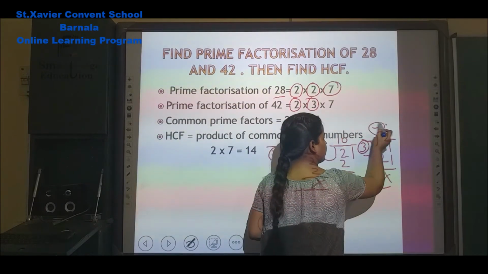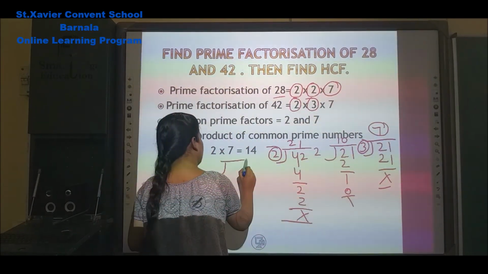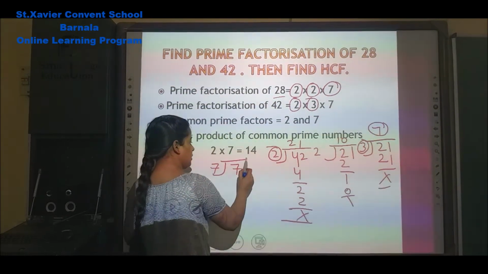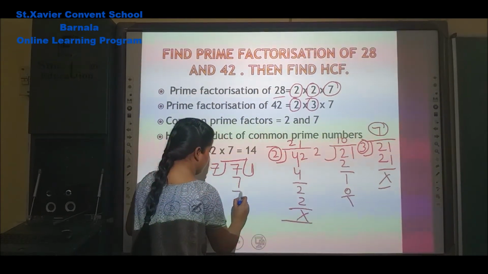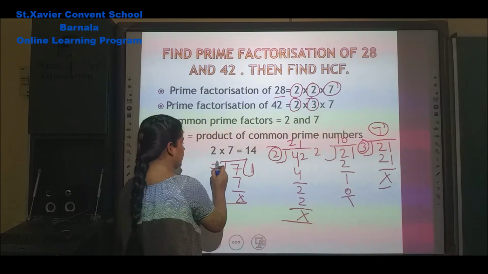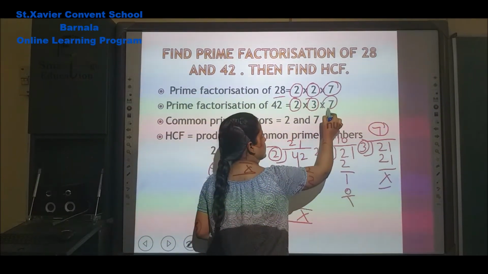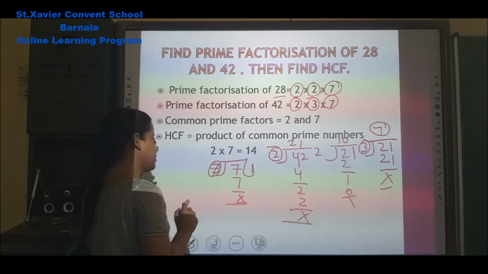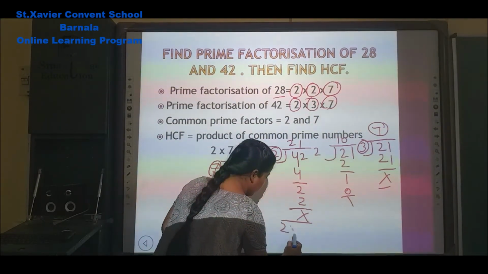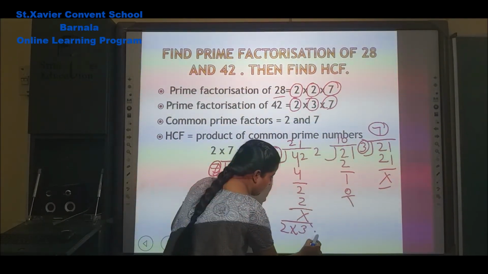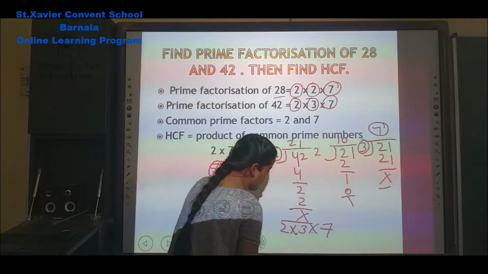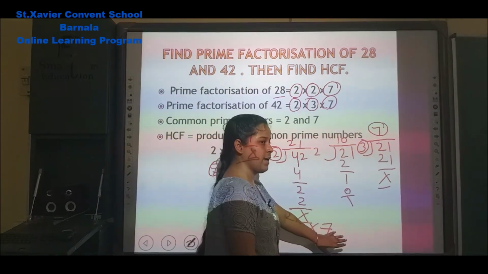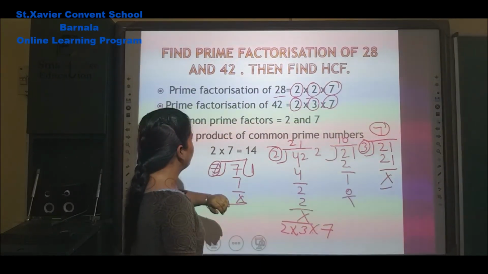Now divide the 7. 7 is divided by the next prime number, 7. So we have the prime factorization of 42 is equal to 2 multiplied by 3 multiplied by 7. So 2 multiplied by 3 is equal to 6 and 6 multiplied by 7 is equal to 42.